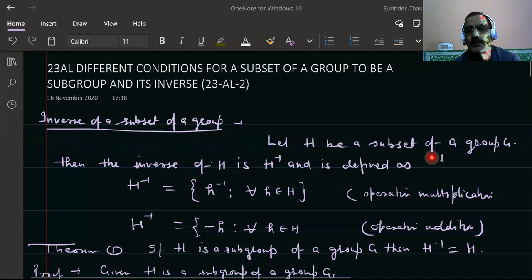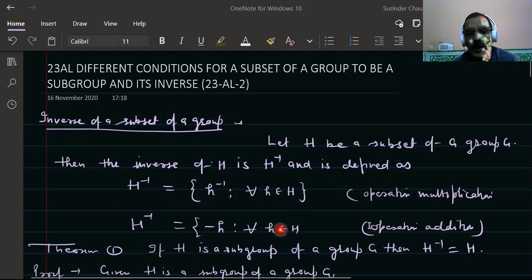Let H be a subset of a group G. Then the inverse of H is denoted by H inverse, which is equal to the set of all h inverses such that h belongs to H. What is the binary operation? Binary operation is multiplication.